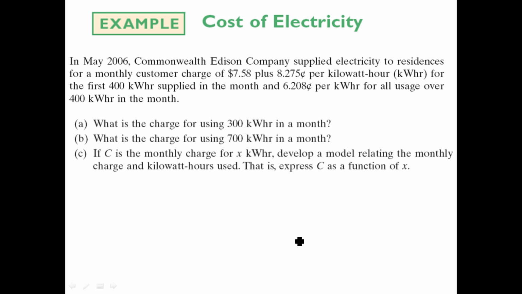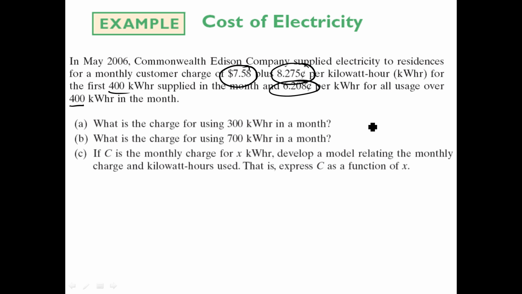Okay, last example here to try. Let's see the word problem here. So we have an electric company that charges you $7.58 just for showing up, 8.275 cents per kilowatt hour for the first 400 kilowatt hours, and then 6.208 cents per kilowatt hour for every kilowatt hour over the 400. So let's see what the charge would be for 300 kilowatt hours.